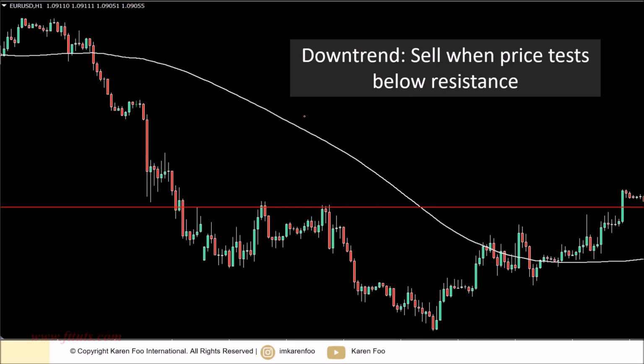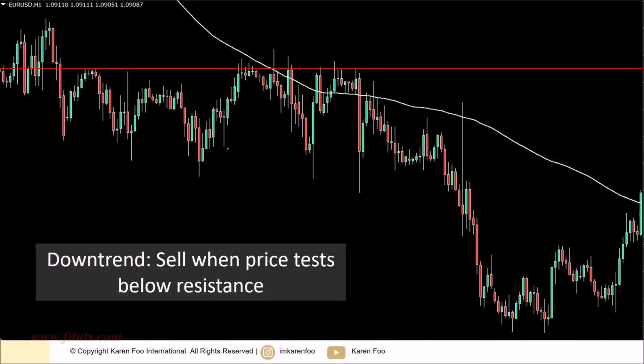And in a downtrend, you sell when the price tests below resistance. So in a downtrend over here, I've drawn my resistance line over here, and when you see price test for the third time, okay, and it gives you a bearish signal, what you can do is that you can potentially open a sell trade. So again, you can sell when the price tests below resistance in a downtrend. You can see price tests this resistance line a couple of times, and you can look for sell points in any of these test points.